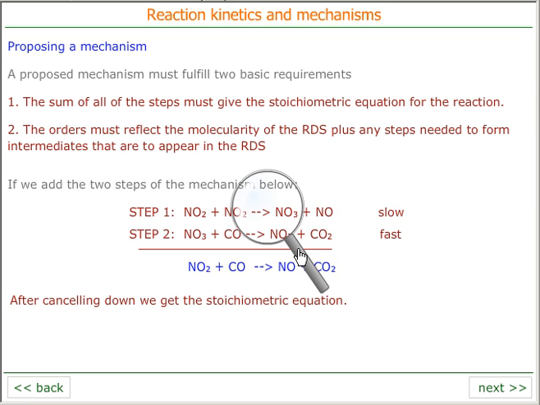So once again we'll look at the same two-step reaction. 2 NO2 goes to NO3 plus NO, NO3 plus CO gives NO2 plus CO2. We add these two steps together. The NO3 will be on the right and on the left, so they'll cancel out. One of the NO2s on the right will cancel out with one of the NO2s on the left, and we'll end up with the stoichiometric equation. So this two-step mechanism fulfills both the rate equation and the rule that the sum of the steps must equal the stoichiometry.